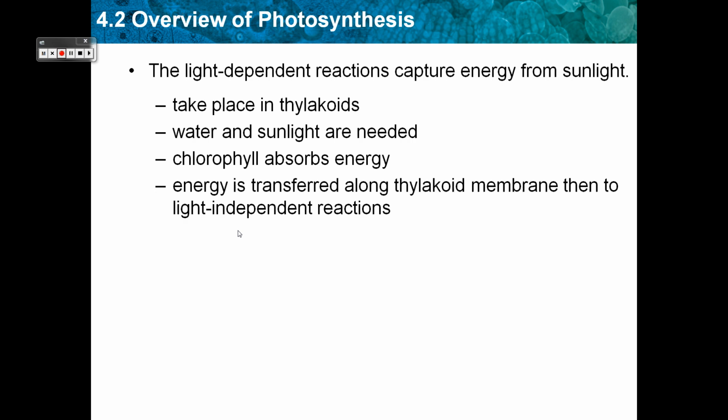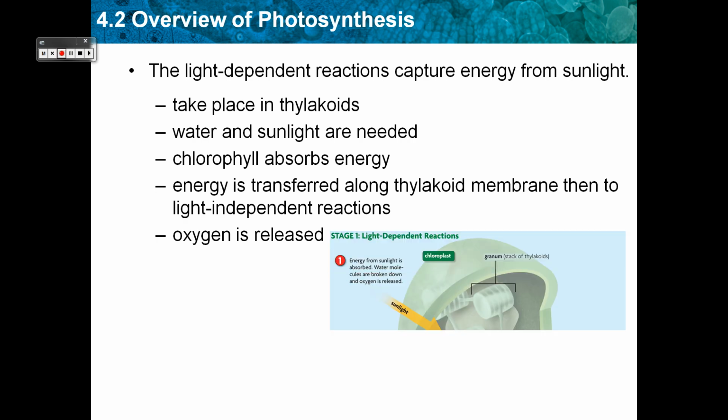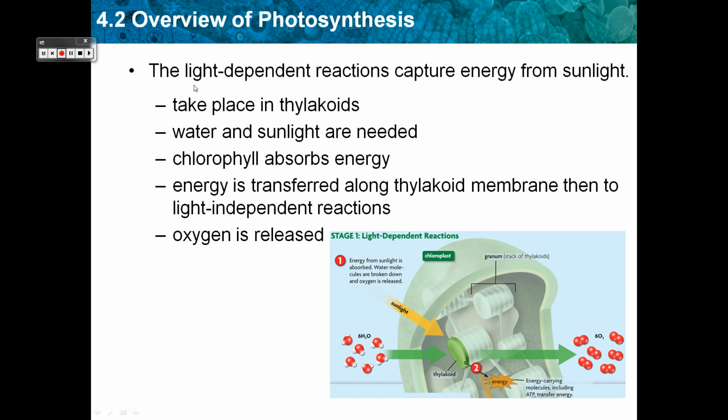There are two sets of reactions that make up photosynthesis. The first one we'll talk about is the light-dependent reactions. That means light is needed for these reactions to take place. Most important, what you need to know is where do the light-dependent reactions happen? They happen on the thylakoid membrane, these little green pennies down here. They happen in the thylakoids.